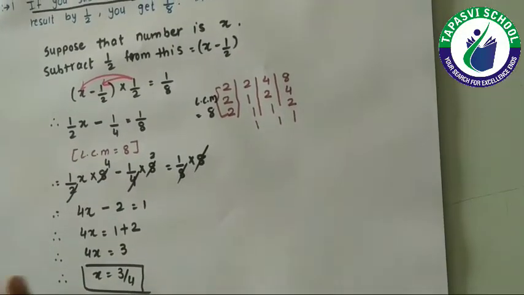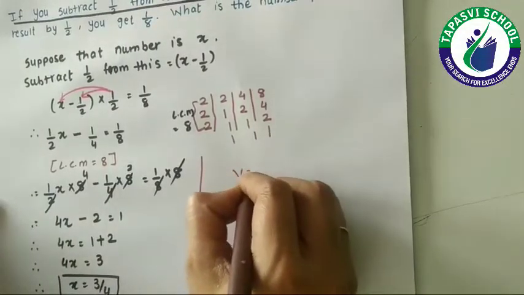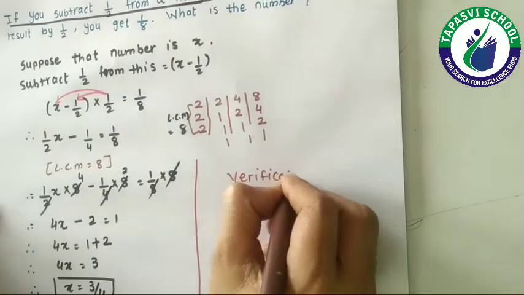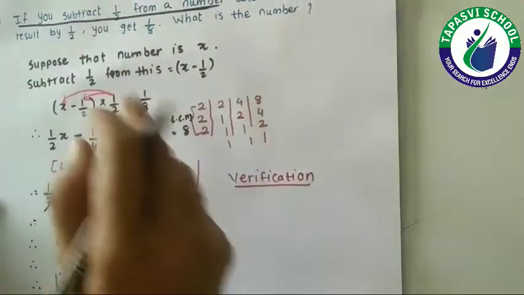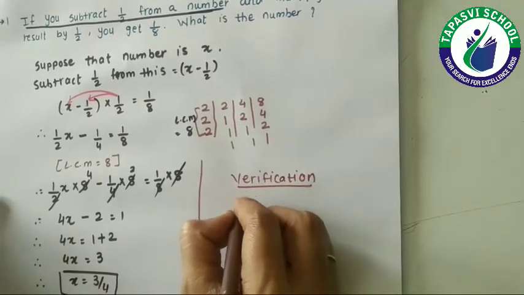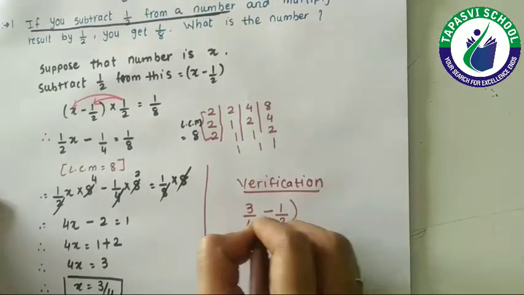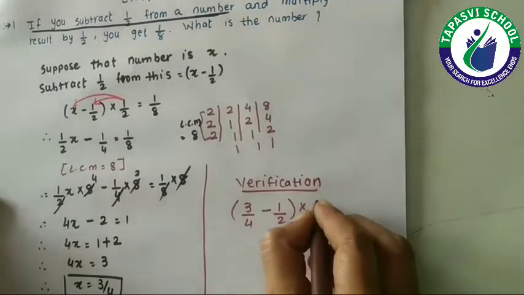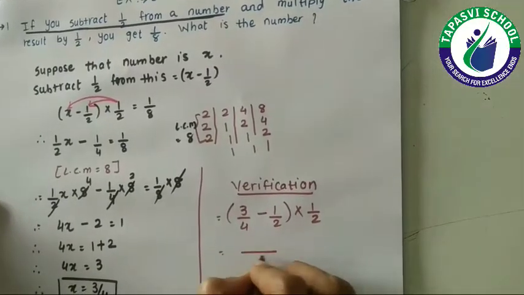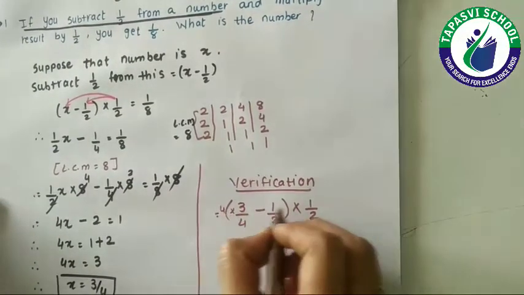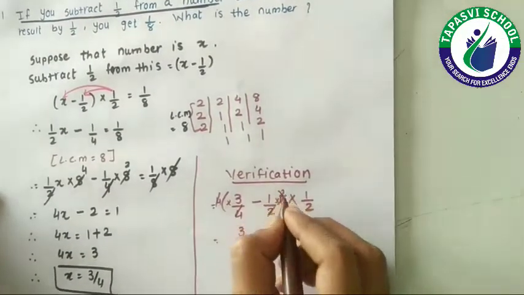Now students, in word problems you can verify your answer also, whether your answer is right or wrong. So this way you can do the verification. Multiply this number, subtract 1 upon 2. So 3 upon 4 minus 1 upon 2, and whatever answer you are getting, multiply it by 1 upon 2. So here you can see 4 is the LCM, multiply both by 4. So here 4 cancel, it will be 3. Here 2 2s are 4.